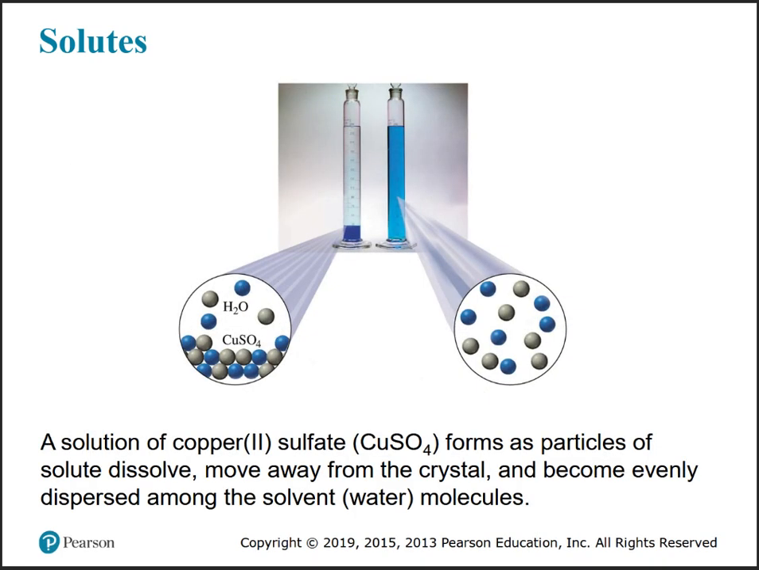So this is a visualization of dissolving copper 2 sulfate, which forms a very pretty blue color when you put it in water. The blue particles are the copper 2 sulfate, and then the other particles, the kind of grayish color, that's the water. So it's a nice visualization of what happens when you add a solute to a solvent.